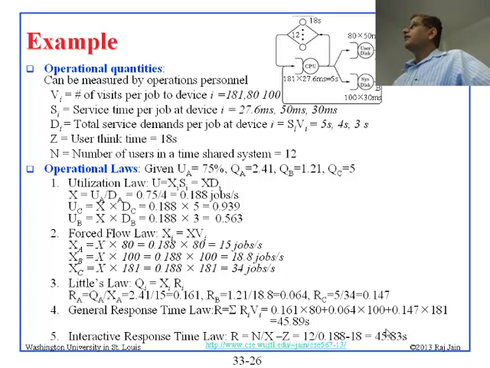Okay. Now we go to the next law. The next law says Xi is equal to X times Vi. So now we know X and we know all the visit ratios, so we can calculate all the Xi's. You can calculate XA, XB, XC.